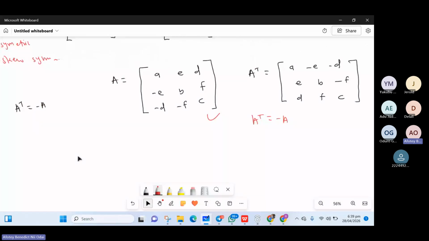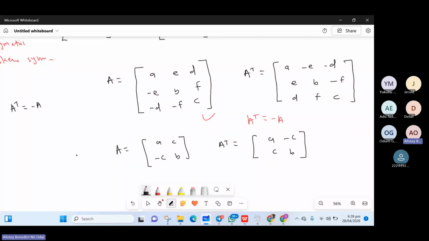So let's see if you can get a similar equation for a 2 by 2 matrix. So let's see, A and B, negative C, and C. Let's see if this works. So we have A transpose, and we have A, negative C, and C, B. Of course. So this is how you can go about it for a skew symmetric matrix.